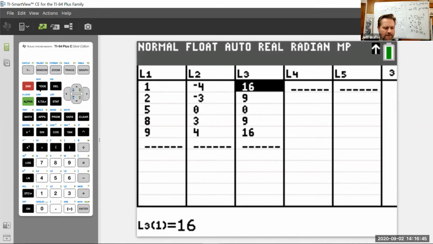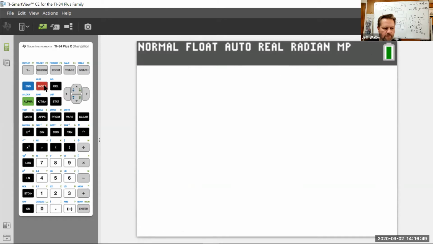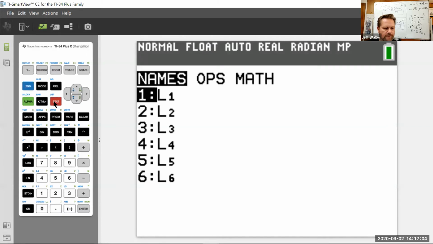Go to second mode to quit. Go to quit. Do you see what it says above stat? I'm going to assume you do. Nobody wants to talk to me today. That's all right. So if I hit second stat, I can now do stuff to my lists.